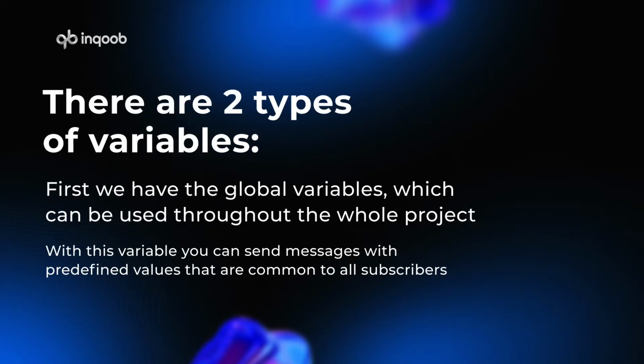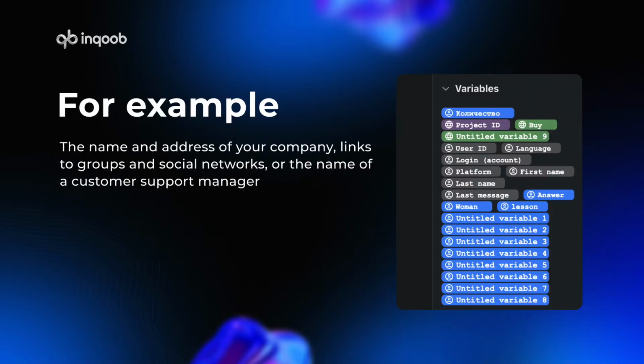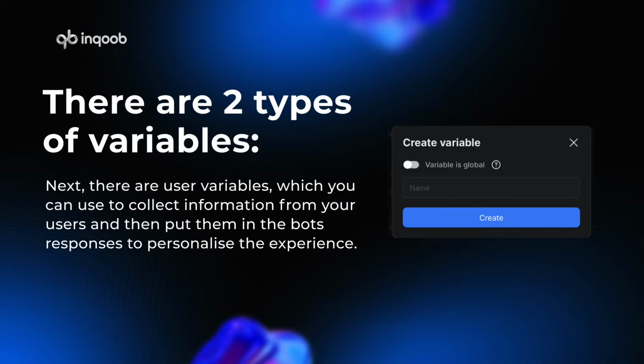There are two types of variables. First, we have the global variables, which can be used throughout the whole project. With this variable, you can send messages with predefined values that are common to all subscribers. For example, the name and address of your company, links to groups and social media networks, or the name of a customer support manager. Next, there are user variables, which you can use to collect information from your users and then put them in the bot's responses to personalize the experience.